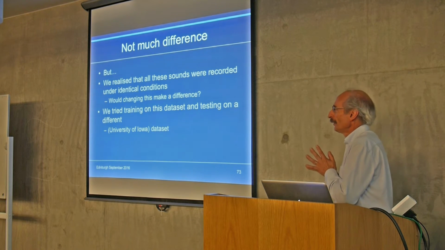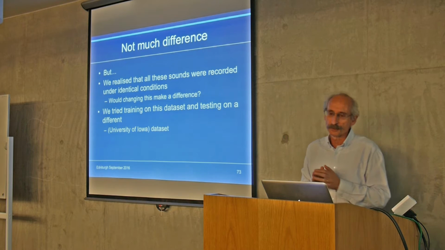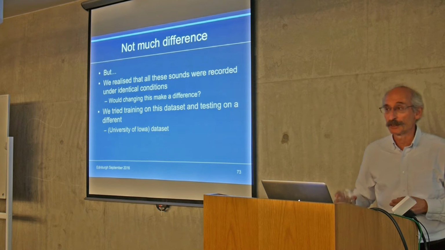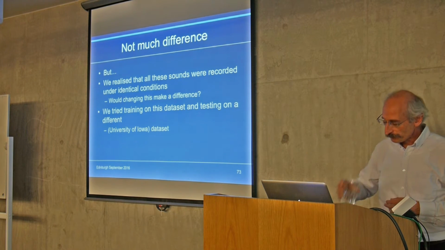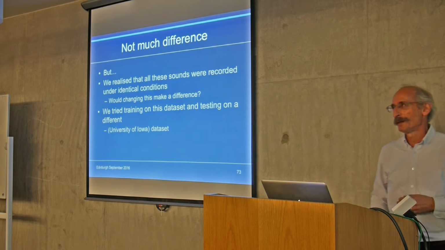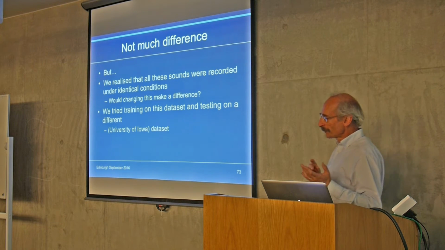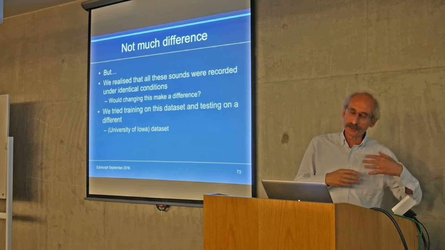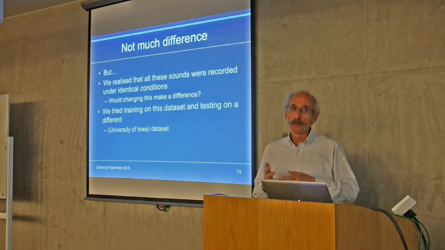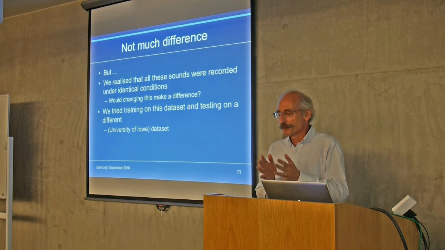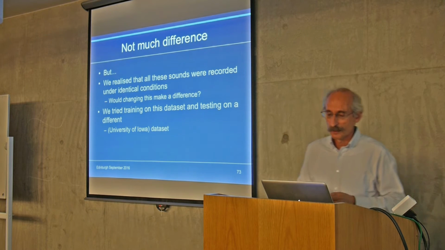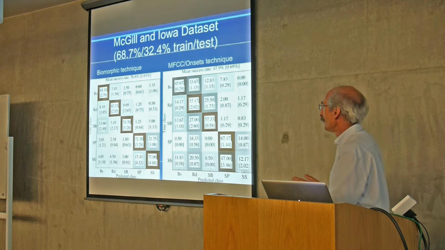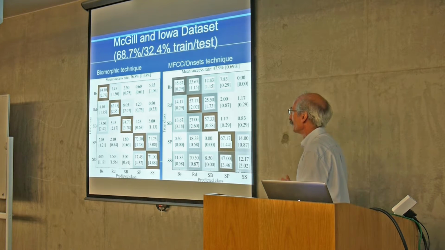And then we thought, well, actually, all these sounds were recorded under identical conditions. And we wondered, so that meant that the reverberation, etc., was the same. But of course, we wondered, maybe what was happening was that the MFCC system was working well because all these sounds were similar in terms of what their onset looked like, in terms of what the reverberation had done to them. So what we did was we trained them on one data set, the McGill one, and we tested them on another data set, an Iowa data set.